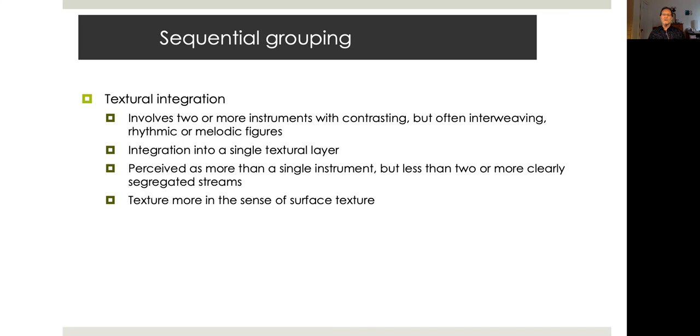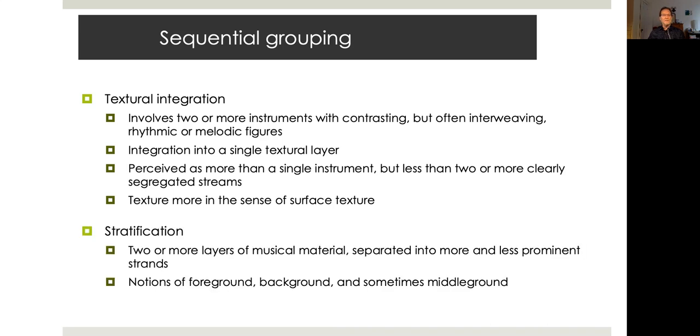And an important note about texture in this sense of surface texture is that it's being used more in its meaning of the consistency of a surface, in this case the auditory surface, if you will, rather than the traditional use of this term to denote musical textures such as monophony, homophony, polyphony, and so on. I'll play an example in a moment.